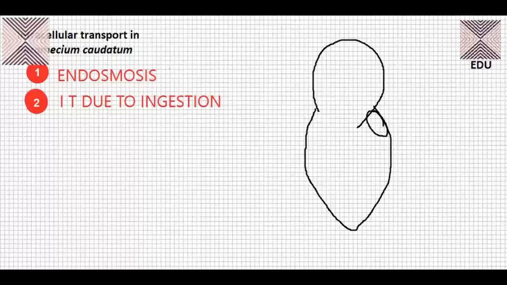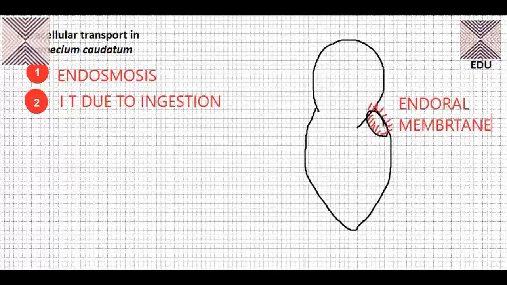This is the oral groove, and it has a number of cilia over it. When these cilia move, they form a water current, and this particular row of cilia is called the endoral membrane. So this endoral membrane helps in the formation of the water current.